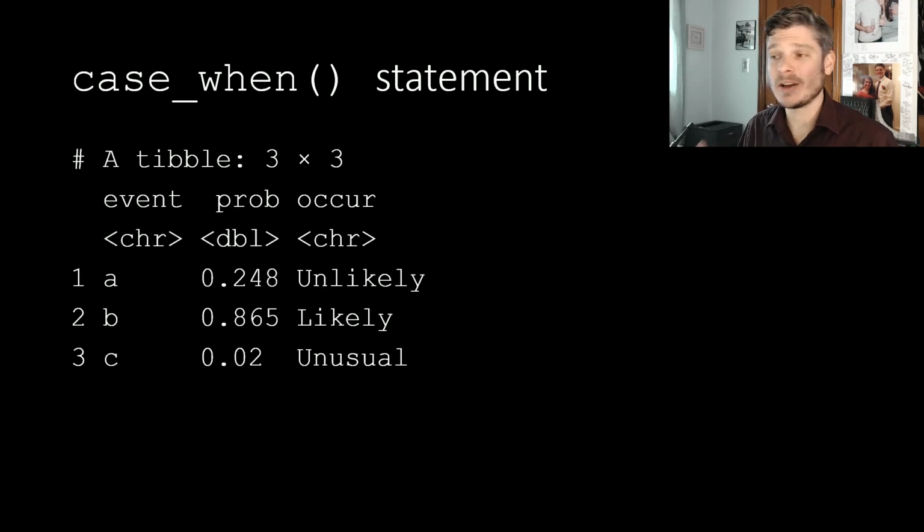Now, when I run my code, again, I have my new 3x3 table. I have my third column for occur, and we can see that again, 0.248. It was not likely, and it was not unusual. So that last catch-all means it must be unlikely. The 0.865, well, that was greater than 0.5. It must be likely, so it got assigned that. And the last one, 0.02. Well, it wasn't likely, so it went to the next option. And yes, it was less than 0.05, so it became unusual. And I was able to classify everything within my case when statement.